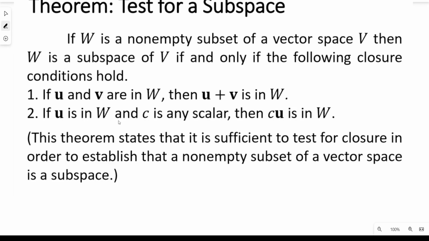So the first closure condition is that if U and V are elements of W, then the sum U plus V should also be in W. And the second one is if U is in W and C is any scalar, then the scalar product should also be in W. So you only have to check these two, and if they are satisfied, then your non-empty subset is a subspace of the given vector space. This theorem says that it is enough to show that W satisfies the closure of the operations defined on V in order for W to become a subspace.